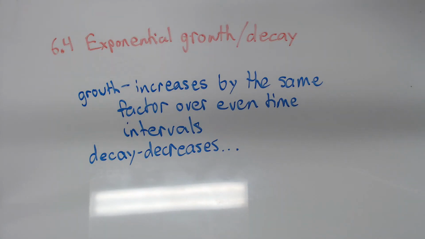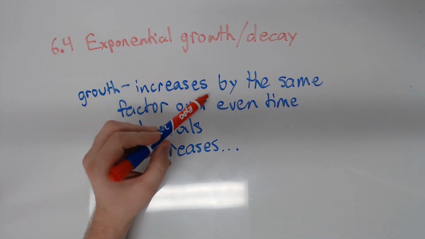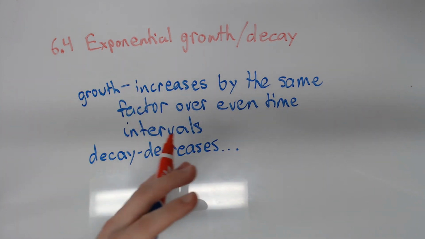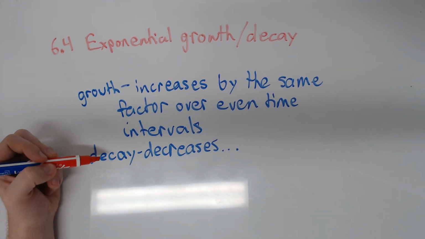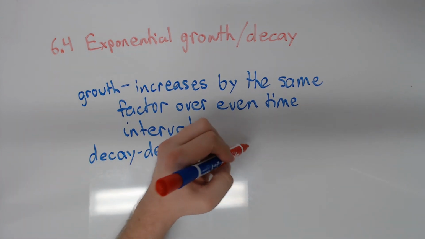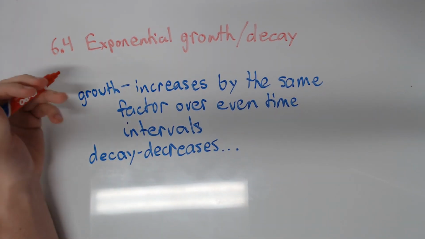Lesson 6.4 is a little bit deeper of a dig into exponential growth and decay. Growth is when something increases by the same factor over even time intervals. So it's growing in value like we'd want our bank account to. And decay decreases over even time intervals.